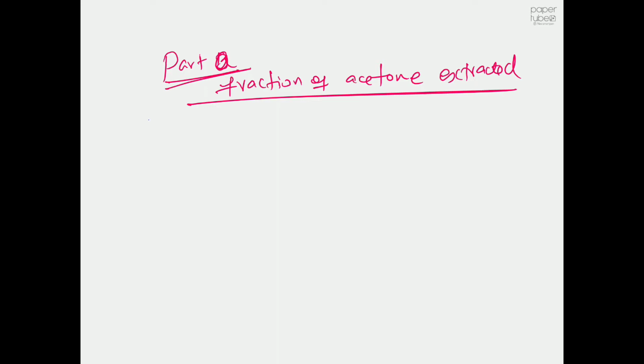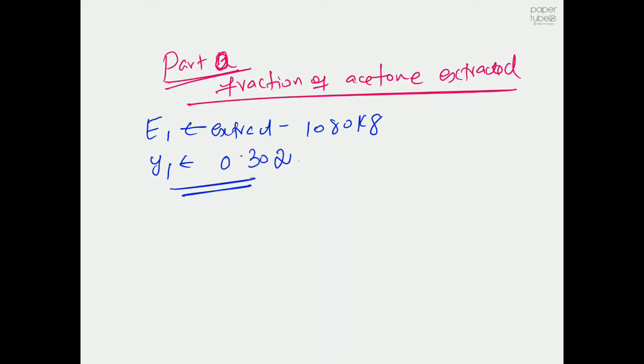Like the fraction of acetone extracted, this is very easy to calculate. This is something like stating the obvious. We already calculated E1, which is our extract: 1080 kilograms, and the fraction of solute in that extract is around 0.302, which we obtained from our tie line.